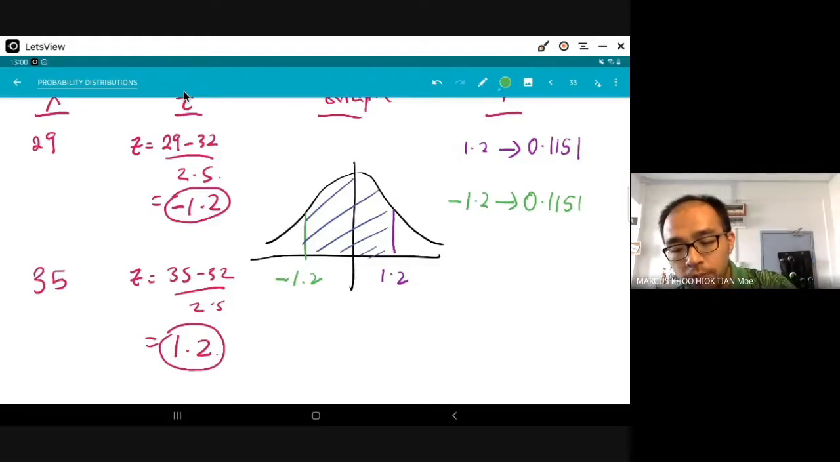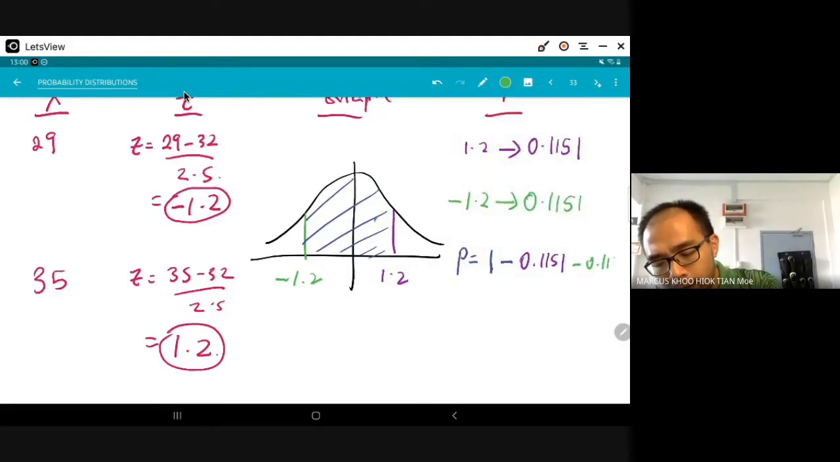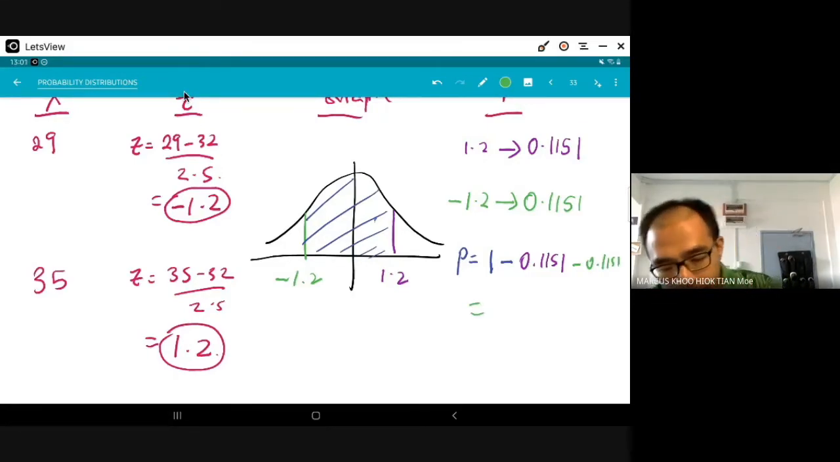So my actual probability is 1 minus the purple one, which is 0.1151, minus the green one, 0.1151. How much is this? 0.7698.